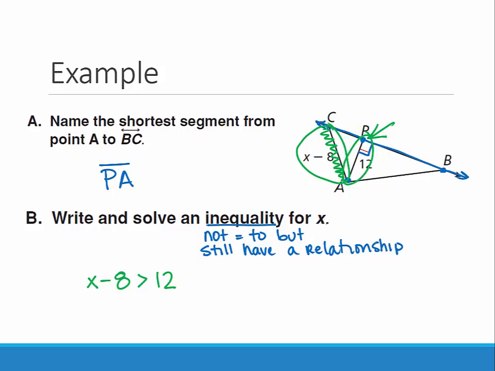And then just solve for x. So add 8 to both sides. So this value of x has to be greater than 20. And that's all they wanted us to find.